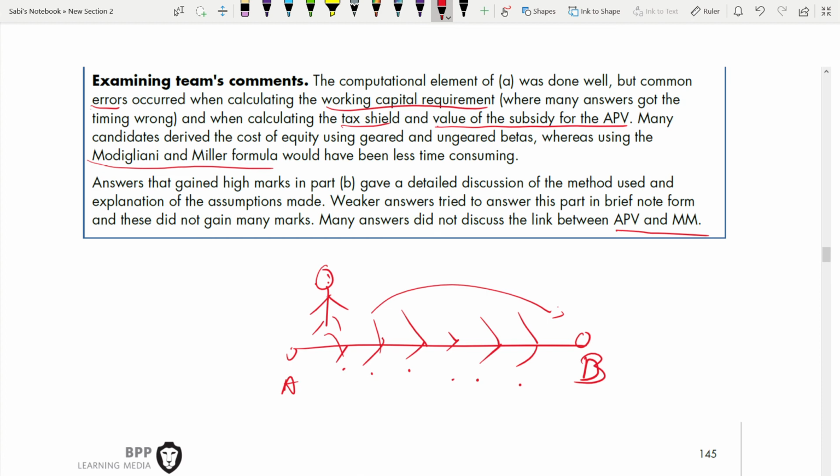You have to know how to find cost of equity, how to use the formula, how to discount it, how to find the base case net present value. Then you have to know the issue cost part, the financing part. When you are getting a subsidy, the tax shield, the tax allowable depreciation, working capital requirement. How to find my fixed cost, my variable cost, my sales, all these things you need to know just to get from point A to B.